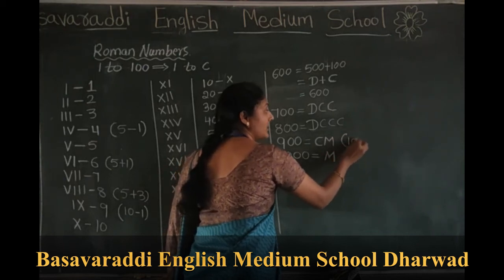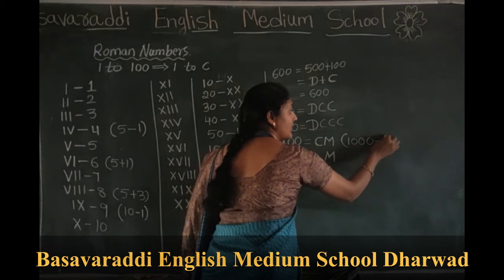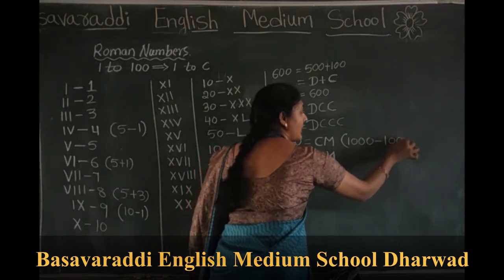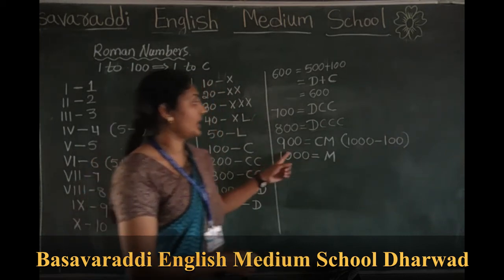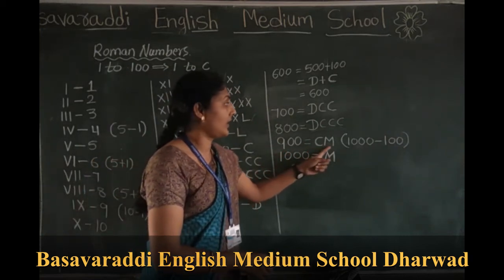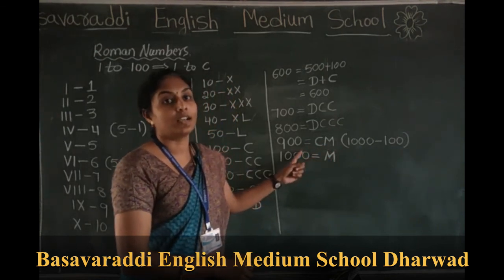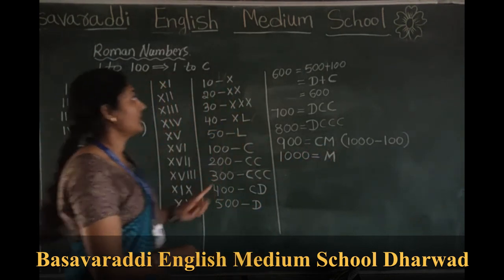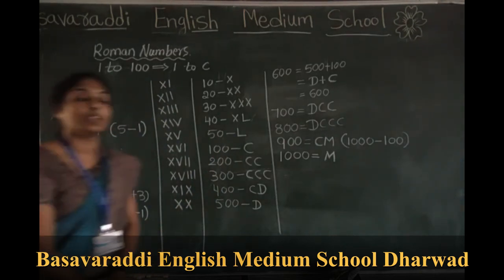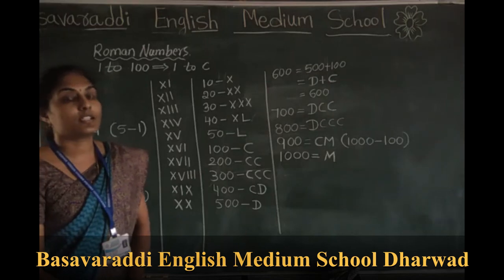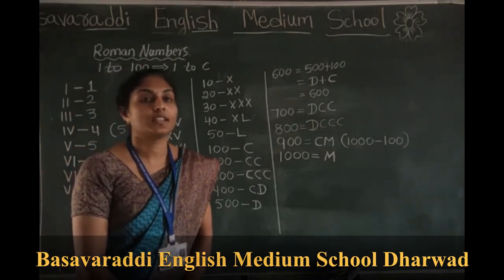So the value of the M is 1000, then the value of the C is 100. We apply the third rule again here. So we get the C and M. The value of the C and M is 900. Okay. These are the Roman numbers, and how to write them by applying the rules. Then we will discuss the remaining exercise part in the next class. Thank you.